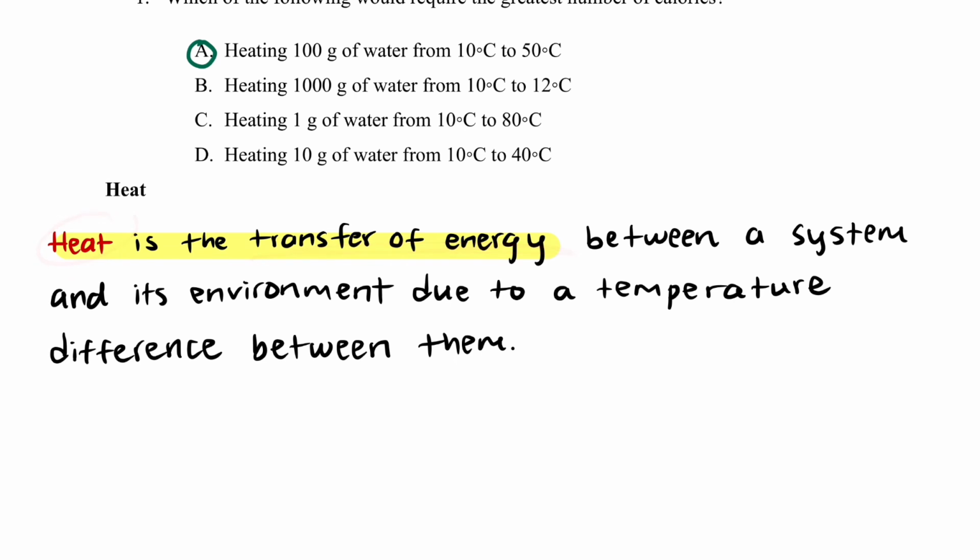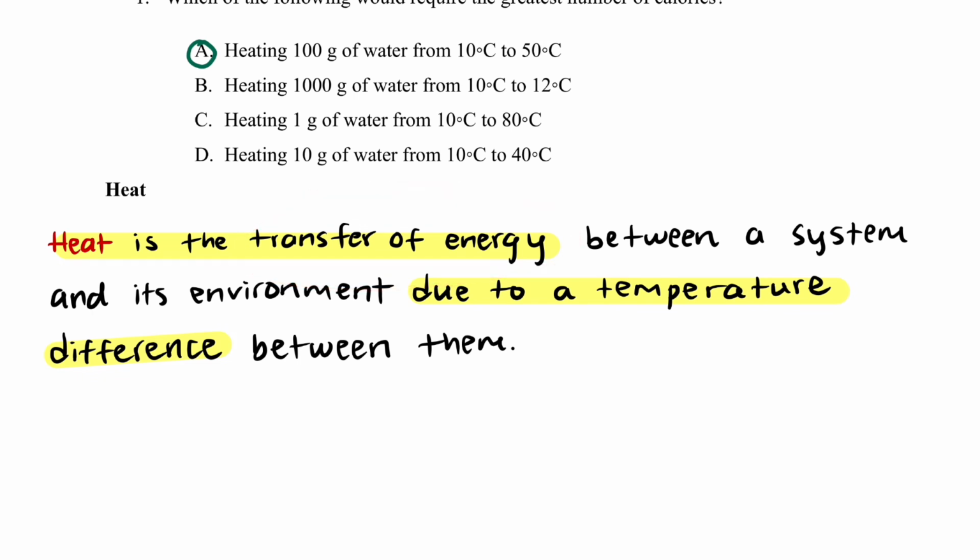We have to be more precise in our language and know that heat is a transfer of energy. Also, why does this happen? Well, there has to be a temperature difference between them. If there's no temperature difference, then there'll be no exchange of energy. Now, let me go a bit more in depth about how this is a transfer of energy.